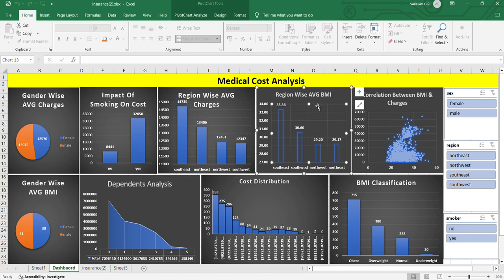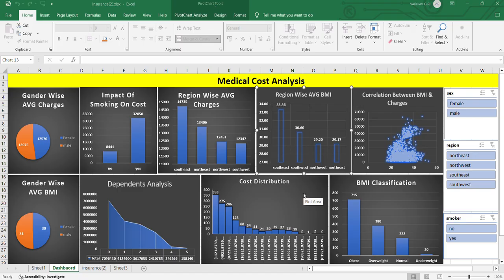Then we also have the region-wise average BMI, where the Southwest has the highest average BMI at 33.36, and the Northeast has the lowest at 29.17 compared to the Southwest and the Northwest. This suggests a potential link between obesity rates and the medical expenses in the data set we have from the analysis.